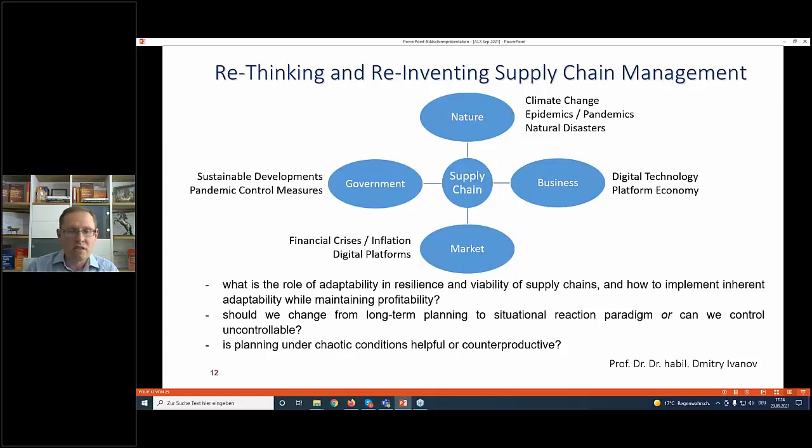So say, what is the role of adaptability in resilience and viability of supply chains, and how to implement adaptability while still maintaining profitability and cost efficiency? Another question can be, should we change from long-term planning to situational reaction paradigm, or can we control the uncontrollable? And is planning under chaotic conditions helpful or counterproductive?